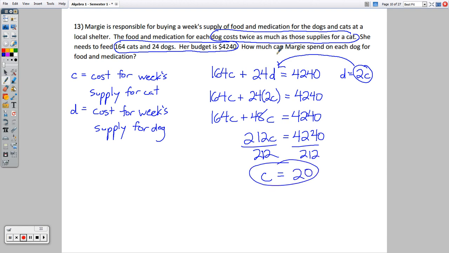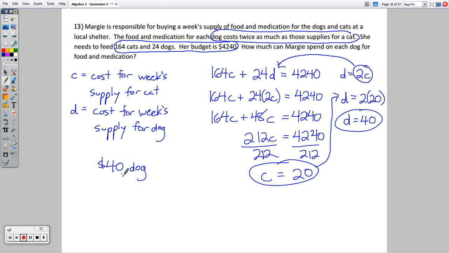And then to figure out how much Margie can spend on each dog for food and medication, the dog is just simply 2 times that value, 2 times C. So a dog is going to be $40. So we can say $40 for a dog for a week's supply. And it doesn't ask for that, but you could also say $20 for a cat. So I'll put that in parentheses.